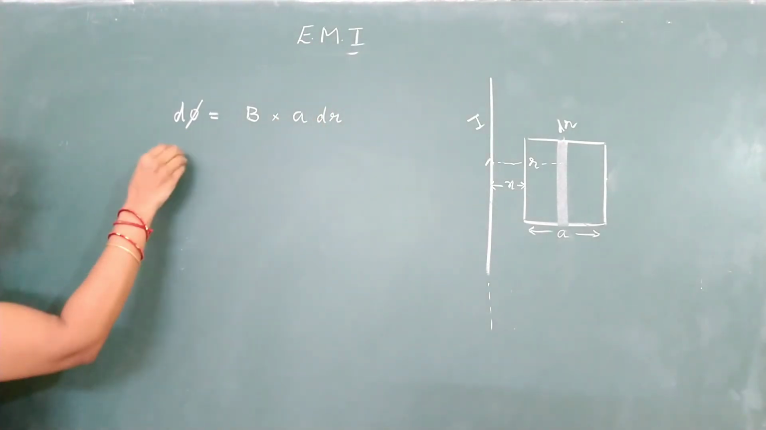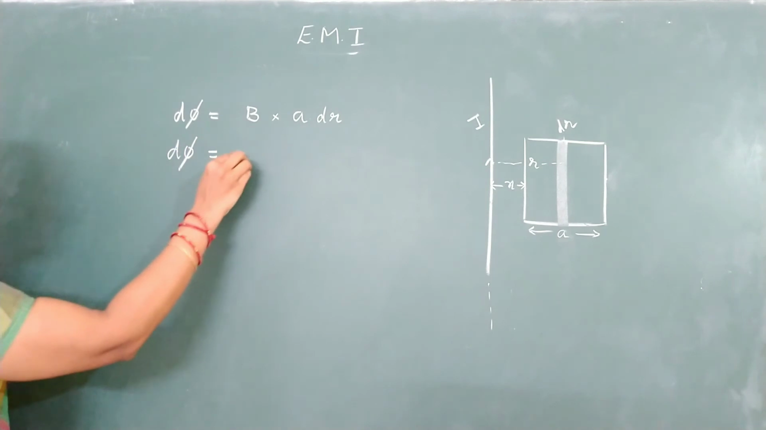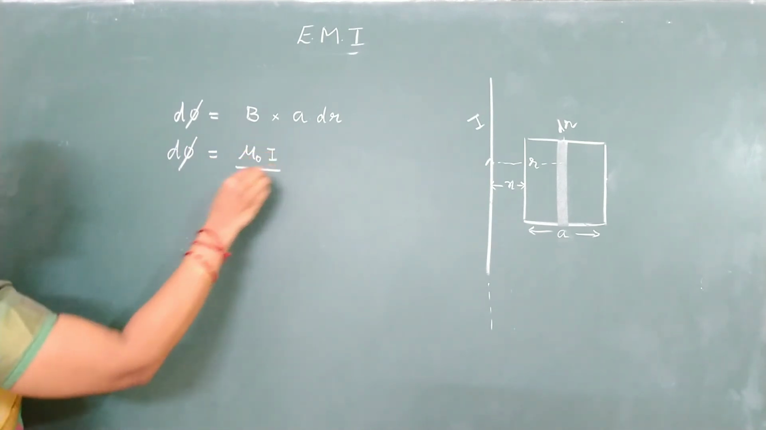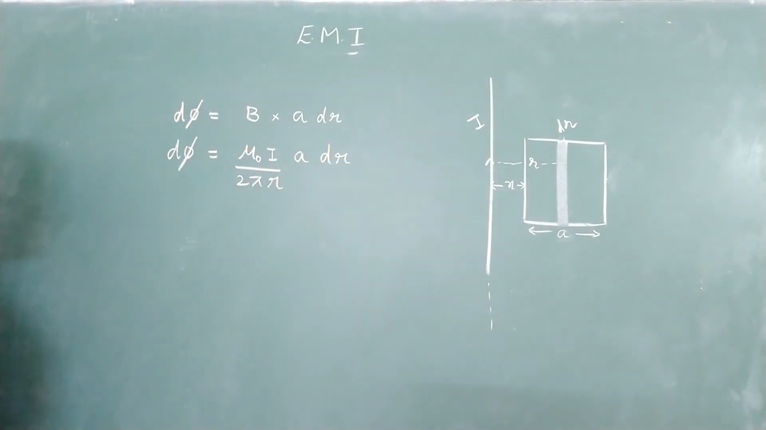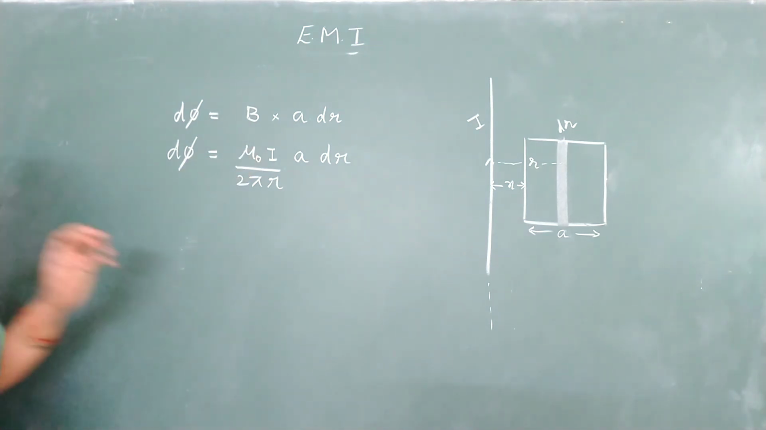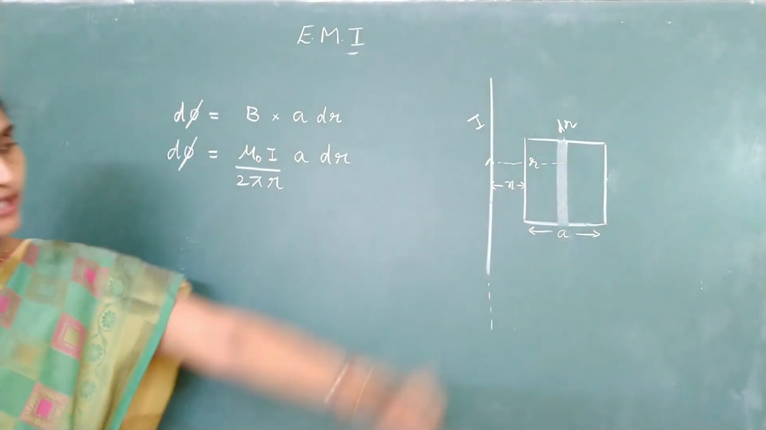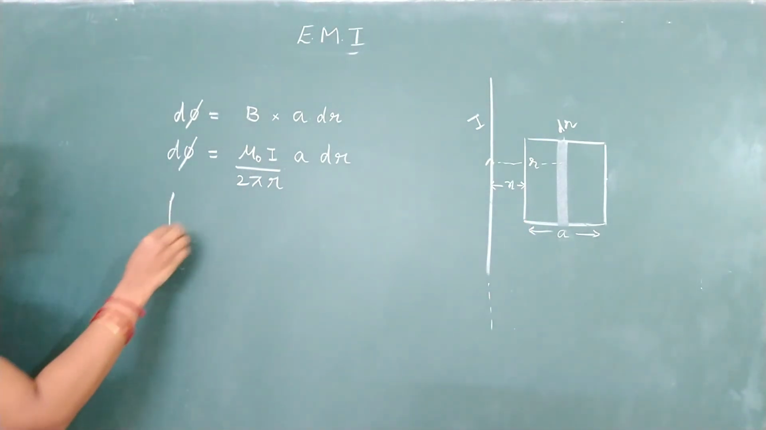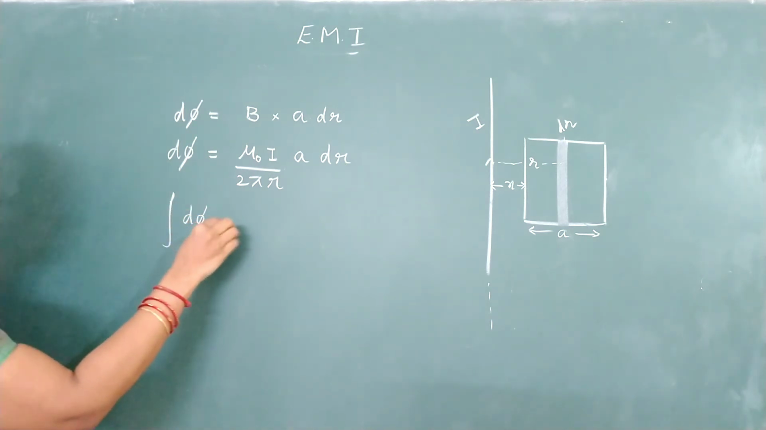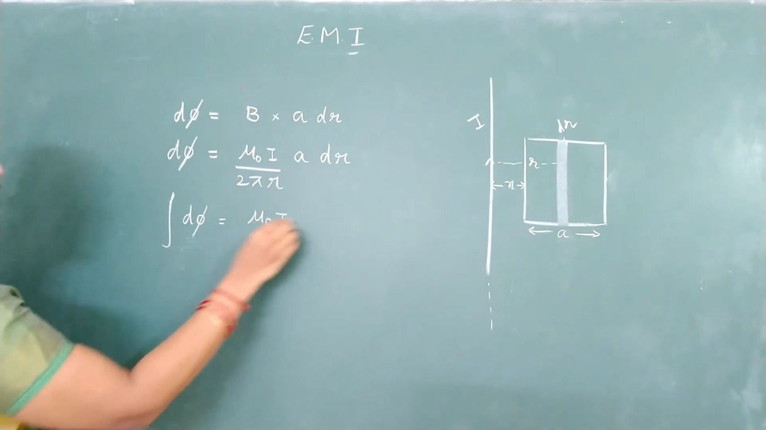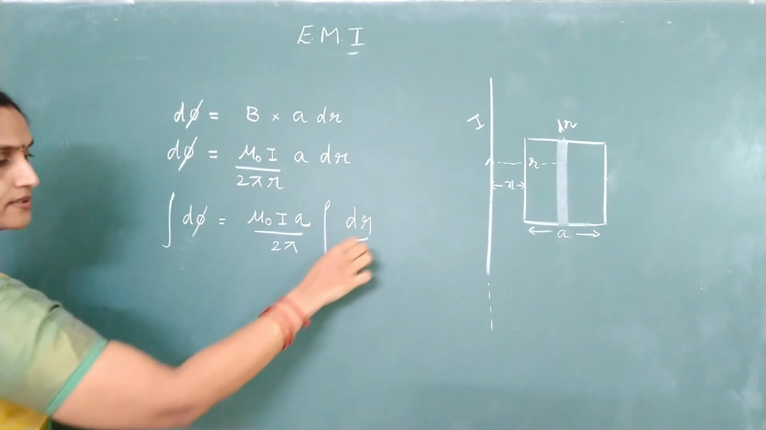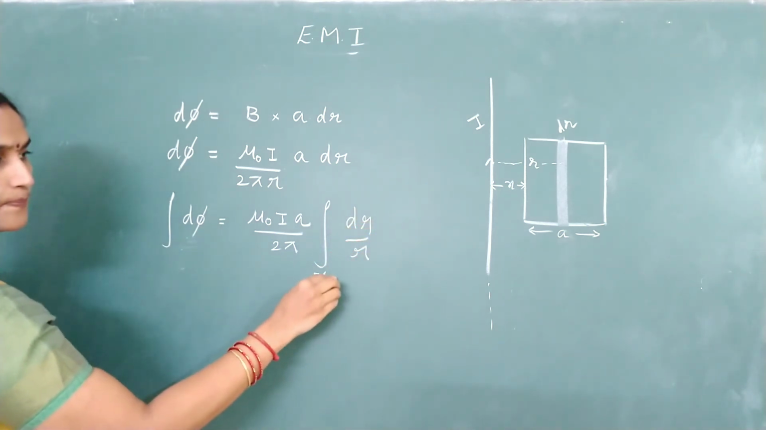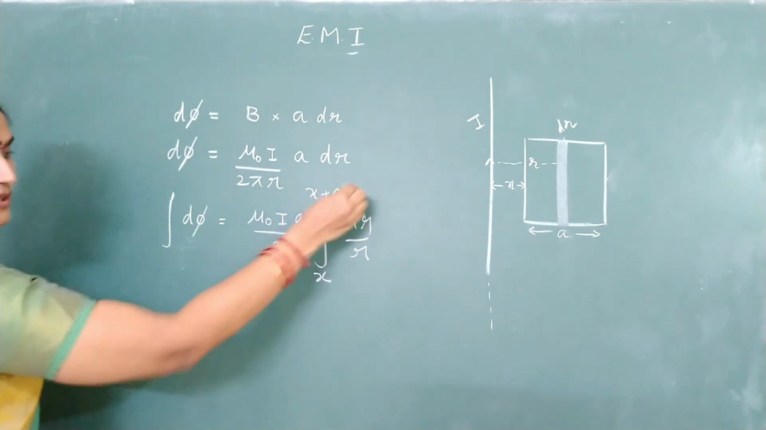Now let us find the magnetic field. We know the magnetic field due to an infinitely long wire is mu naught I divided by 2 pi r, into A into dr. So we have got the flux passing through the shaded portion. I want the total flux, where the limits extend from x to x plus A. So integrate the relation. Total flux passing through the loop: mu naught is constant, I constant, A constant, 2 pi also constant. Integral of dr by r. What are the limits? From x to x plus A.